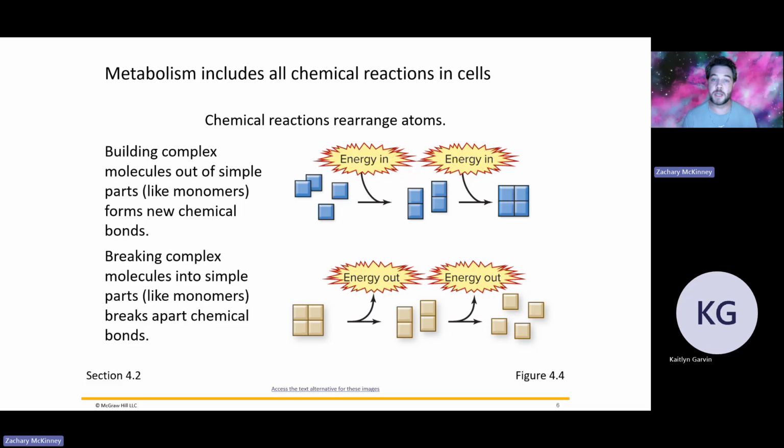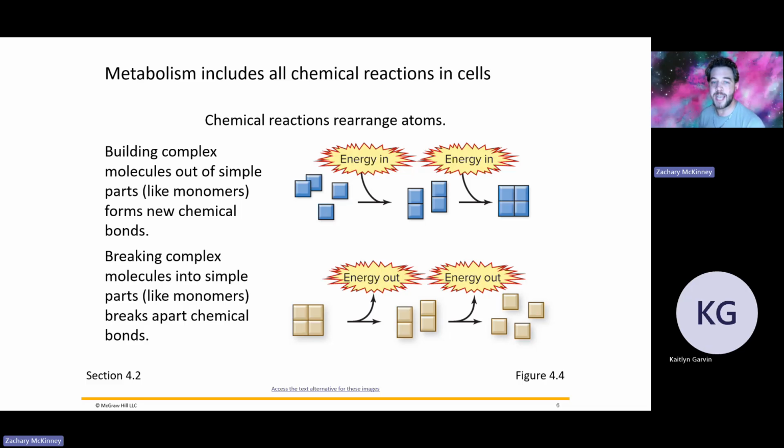So chemical reactions rearrange atoms. That's what chemical reactions are about. You have your reactants on one side and then products on the other. Reactions can either be making things or breaking things. You can build complex molecules out of simple ones. So here you can see you have a couple of these smaller monomers, these small building blocks. You put energy into it, you're storing energy in the system to make bigger things. You're forming complex molecules.